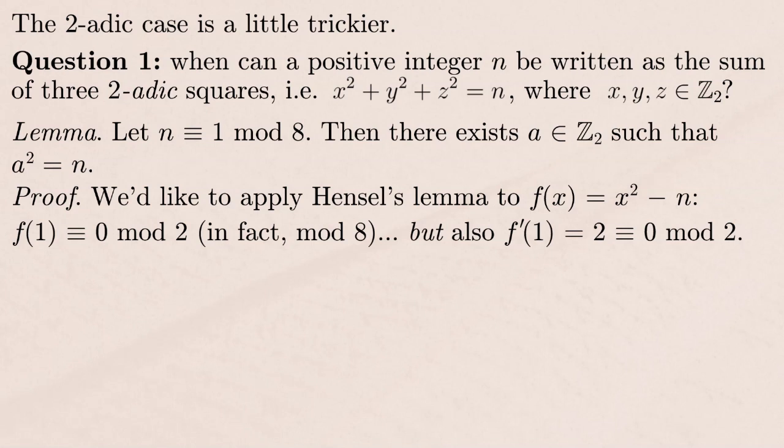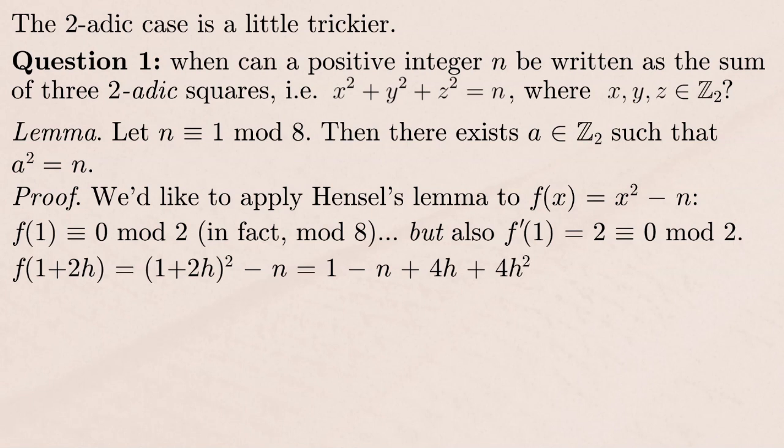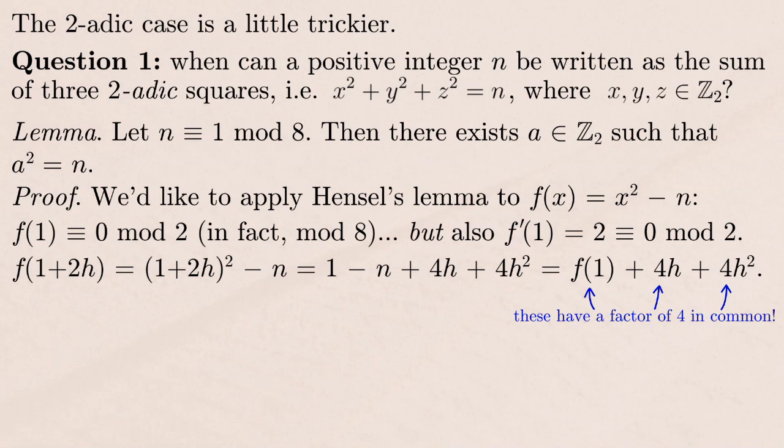I'm going to take this number 1, and I'm going to modify the next digit along, that's the 2's digit, by an integer h. So f of 1 plus 2h, that's 1 plus 2h squared minus n. Expanding that out, that's 1 minus n plus 4h plus 4h squared. And 1 minus n is just f of 1. So we can rewrite this as f of 1 plus 4h plus 4h squared. But something interesting happens here. f of 1 is 0 mod 8, so it's divisible by 8. Which means that all three of these terms have a factor of 4 in common. Well, let's divide out by it.